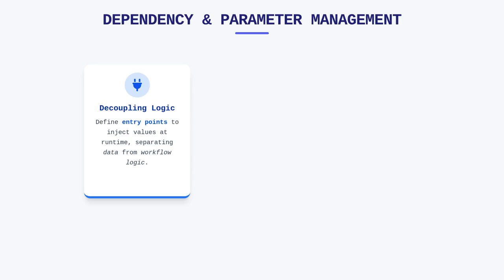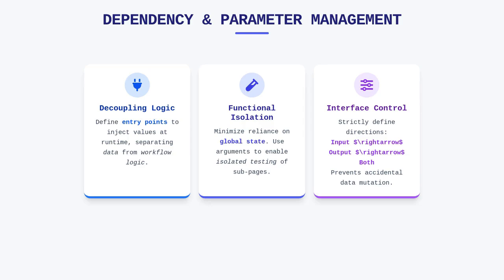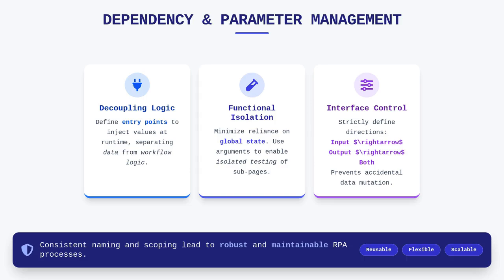You should aim to design your subpages in a way that minimizes their reliance on the global state, preferring instead to take required information as arguments. This shift towards parameterization facilitates testing, as each page becomes a functional unit that can be verified in isolation with defined inputs and outputs. When configuring these parameters, always define the direction as either input, output, or both, which further documents the interface and prevents accidental mutation of data that should remain read-only. By adhering to these naming and scoping conventions, you build processes that are not only robust but also maintainable by your peers.